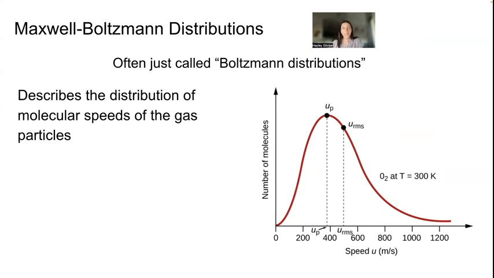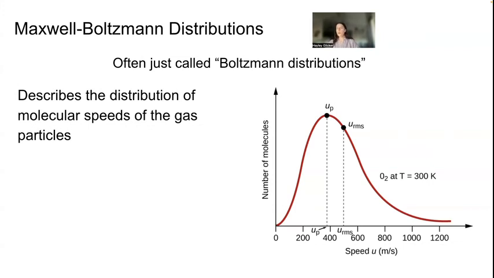So let's talk a little bit more about how we can graphically represent speed with respect to a given system. And to do that, we use Maxwell-Boltzmann distributions. Sometimes you hear this called just Boltzmann distributions. And these types of graphs describe the distribution of different molecular speeds of gas particles.